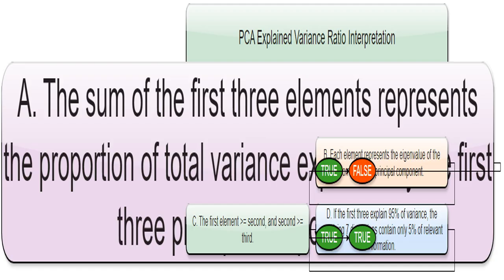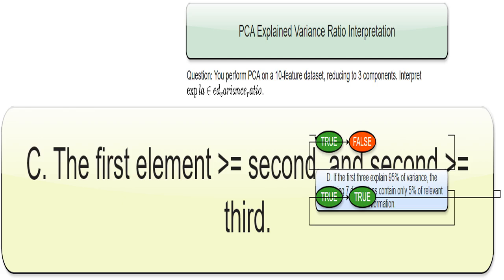This statement is true. The explained variance ratio gives us the percentage of variance explained by each principal component. If I add up the explained variance ratios for the top 3 principal components, I get the total percentage of variance explained by those 3 components combined. This is true. PCA orders the principal components in decreasing order of the amount of variance they explain. Thus, the first principal component always explains at least as much variance as the second, and the second explains at least as much as the third, and so on.